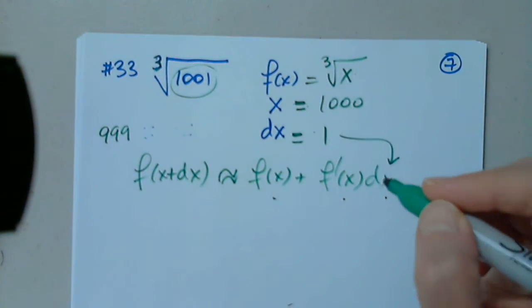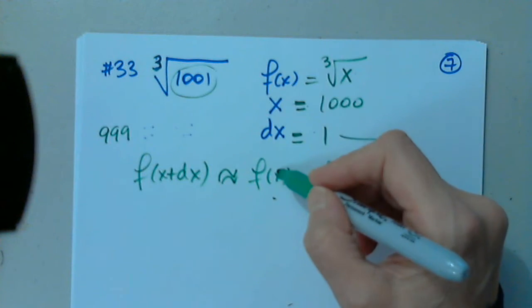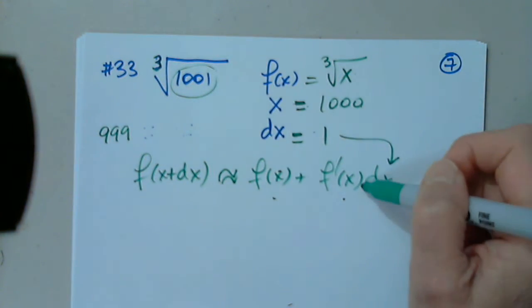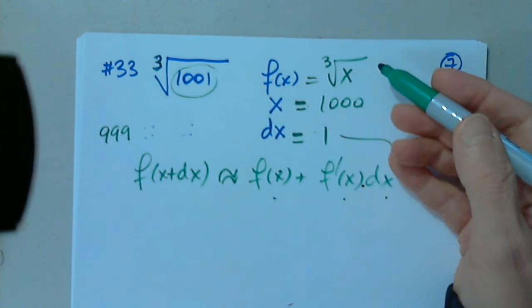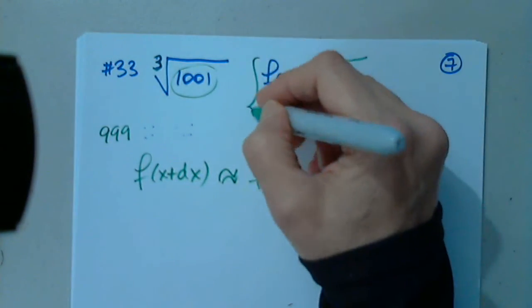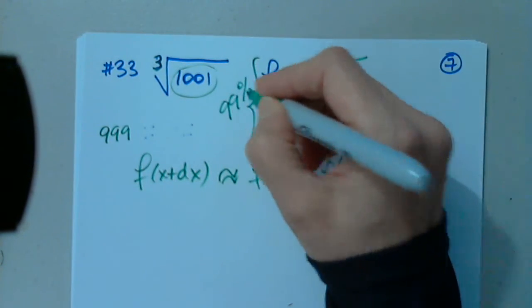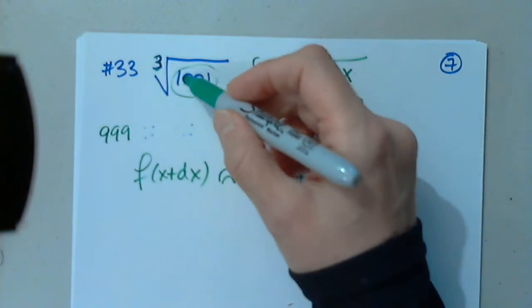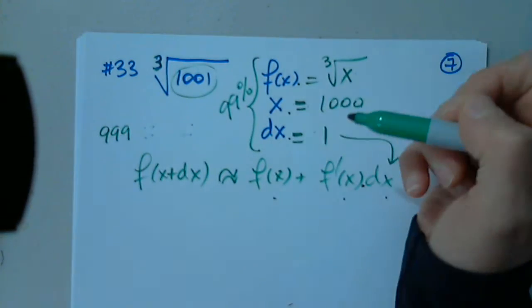This will be 1. This will be the function evaluated at 1000. And this will be the derivative evaluated at 1000. So it's done. This is 99% of the problem: identifying, by looking at this, the function x and dx.